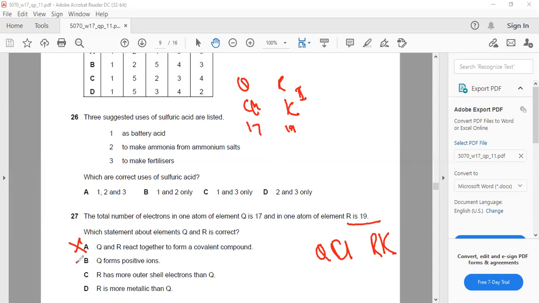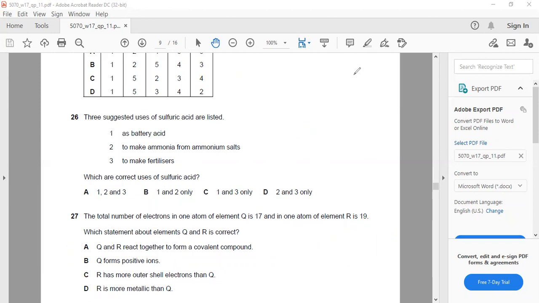Q form positive ion, wrong because it is in group 7, so it forms negative ion, chloride. R has more outer electron than Q, no. R is in group 1, Q is in group 7. D is the answer. R is more metallic than Q. Yes, potassium is more metallic than chlorine. D answer.